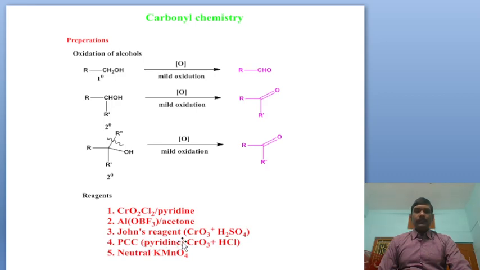The fourth is PCC, that is pyridine, chromic oxide and HCl. The first is pyridinium chlorochromate. Fourth is PCC, that is pyridine, chromic oxide and HCl, and fifth is the neutral KMnO4. These five reagents do mild oxidation of alcohol to ketone.